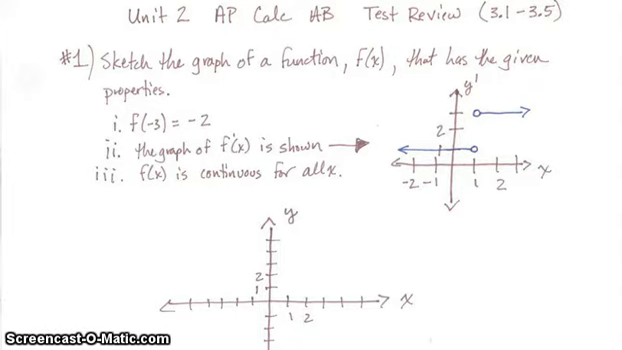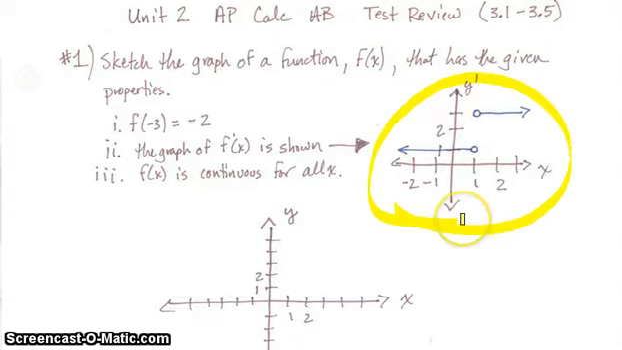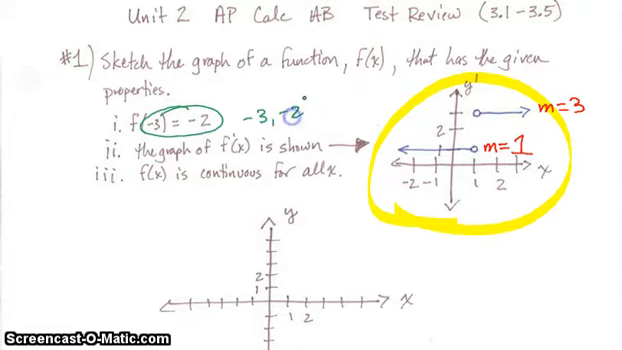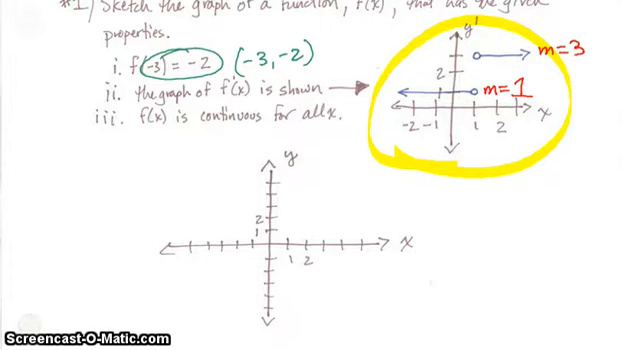So, we need to identify number 1 that this is our derivative graph right here. And what does it tell us? It tells us that this slope is 3 and that this slope is 1. Keeping this in mind, the first thing that we're given is the point negative 3, negative 2. So let's make sure we graph that point. Negative 3, negative 2. Here we go.